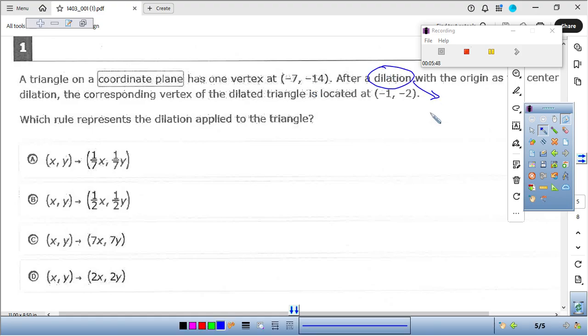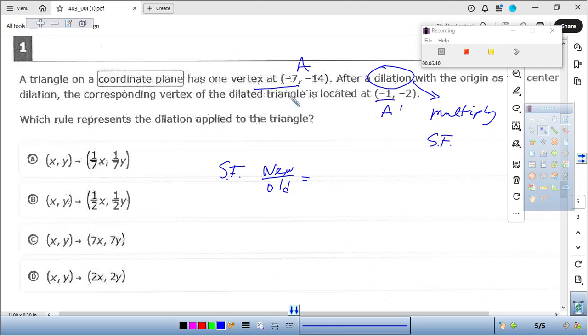Dilation is going to be to multiply. That's going to be your scale factor. And you want the scale factor. Don't forget, it's going to be the new over the old. So looking at this one, it has one vertex here. It has basically one point, right? This is like you can say point A. After dilation, now this is A prime. So you just got to put the new over the old.